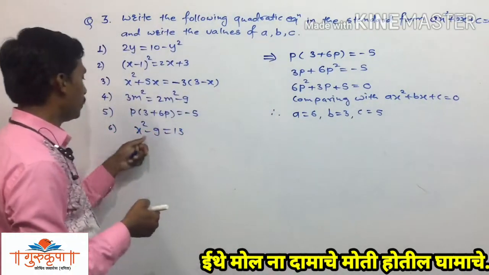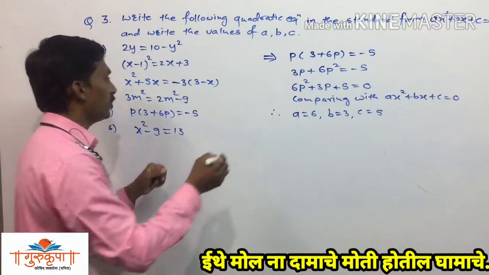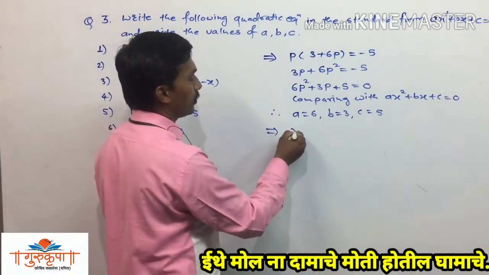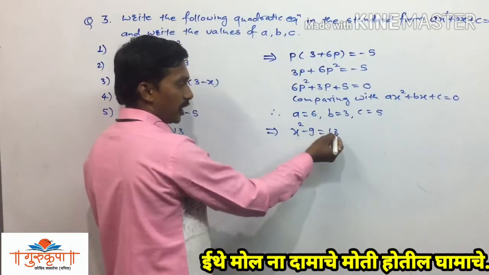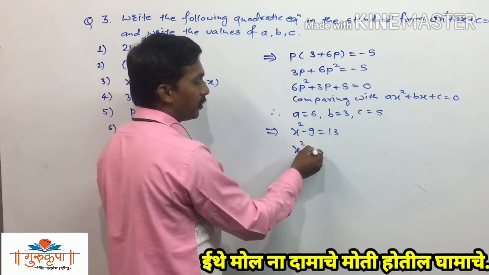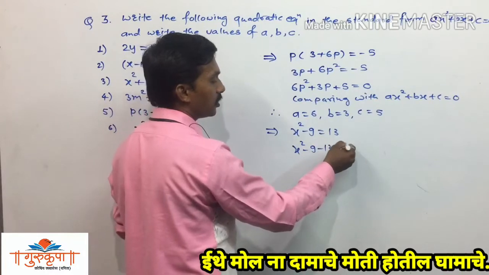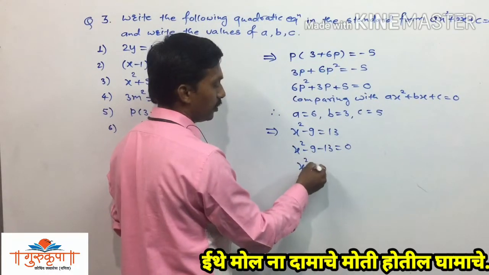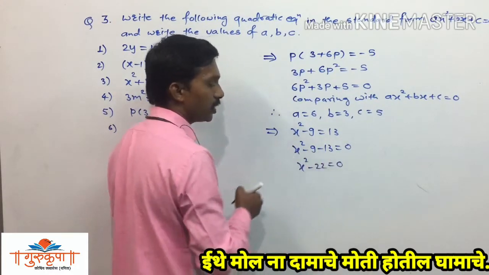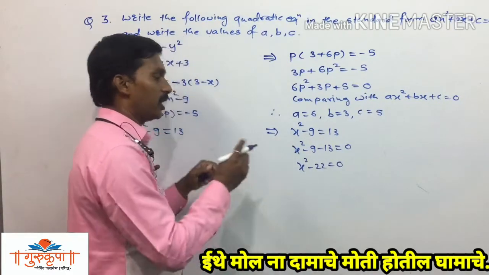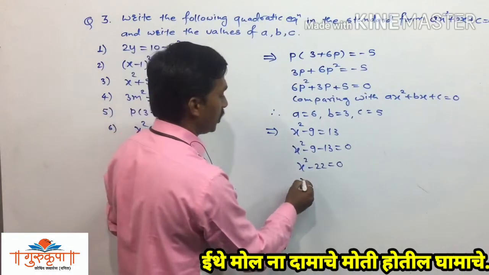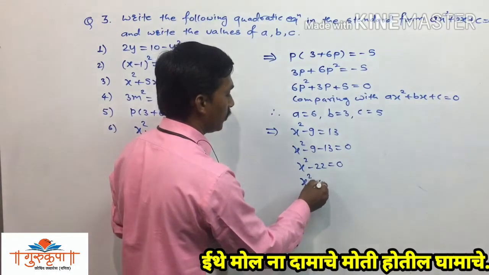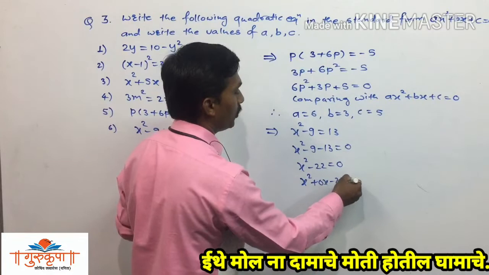And the last example, that is x square minus 9 is equal to 13. We will transfer this 13 to the left side, that will become x square minus 9 minus 13 is equal to 0, which is x square minus 22 is equal to 0. And again the linear term is absent. So we will write this equation in the standard form as x square plus 0x minus 22 is equal to 0.